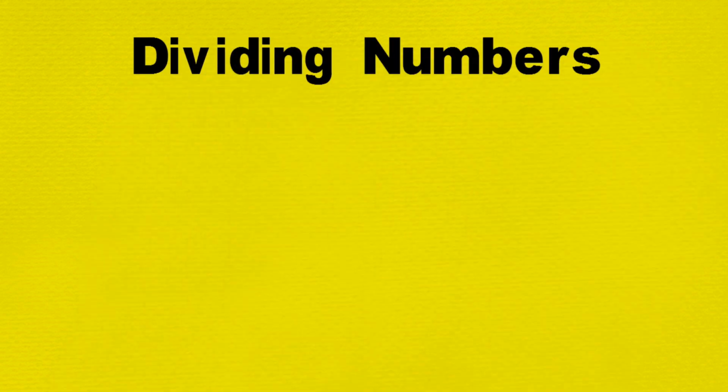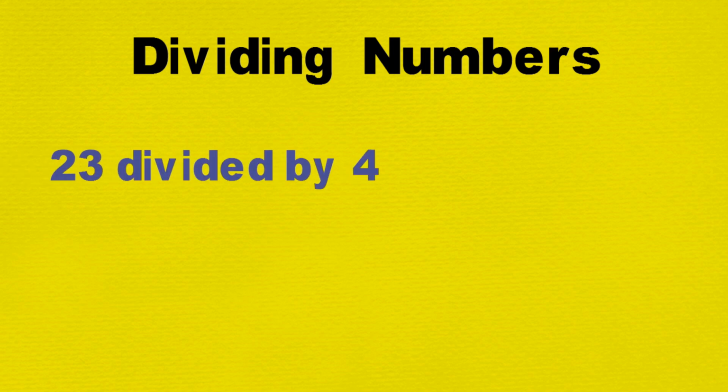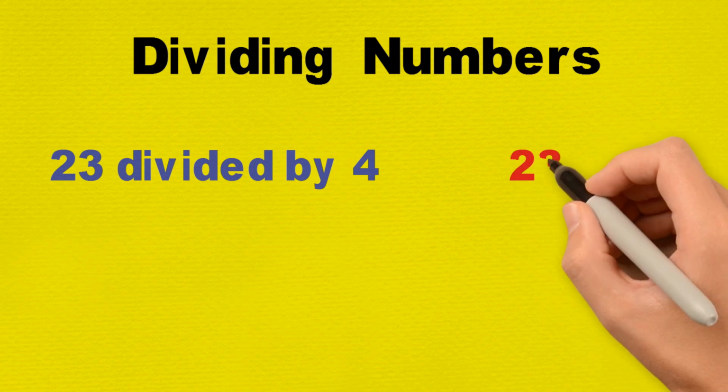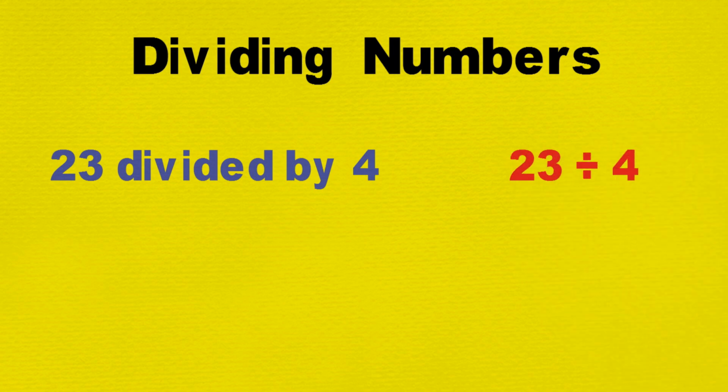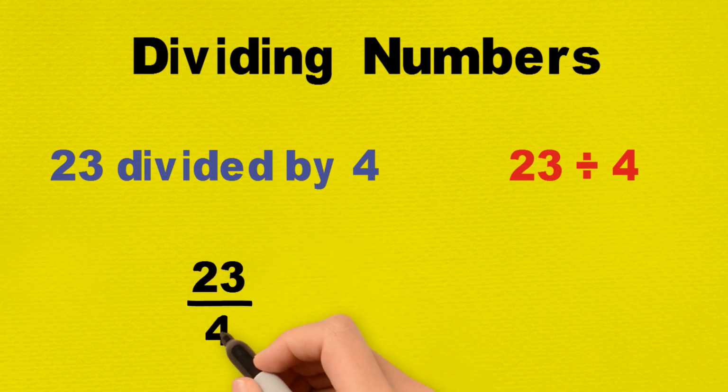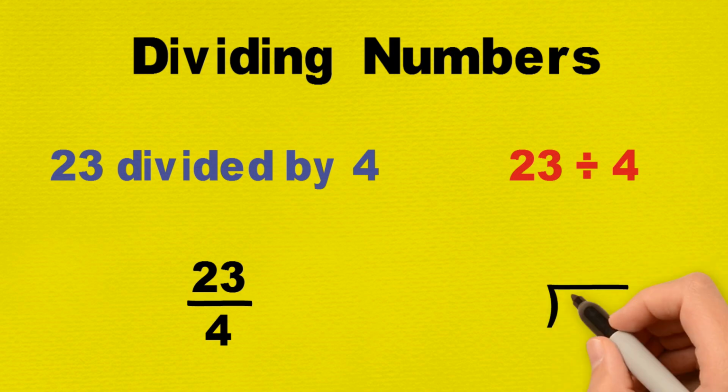There are a few different ways you might see a division, like 23 divided by 4, written down. Using a division sign, 23 divided by 4. In fraction form, where the numerator, that is, the top number, is always being divided by the denominator, the bottom number. So, 23 over 4. And sometimes you might see the division written like this.